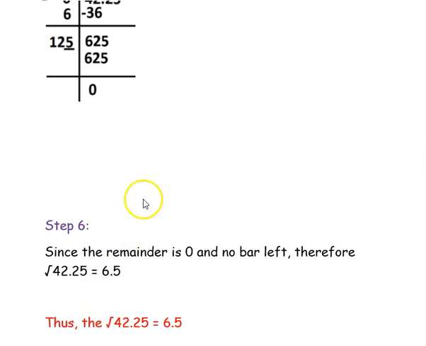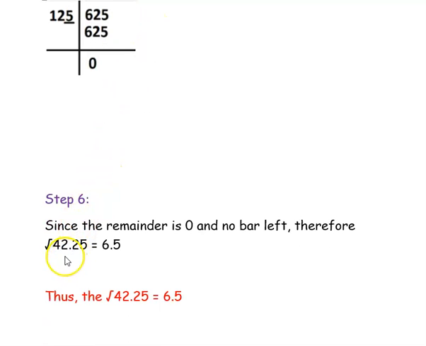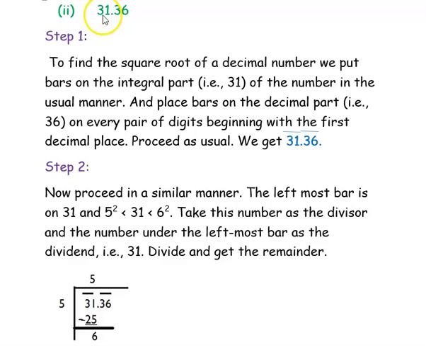The next step, since the remainder is 0, there are no numbers left under any bar. Therefore, I can say that the square root of 42.25 is 6.5. The next number given is 31.36. So, we want to find the square root of 31.36.